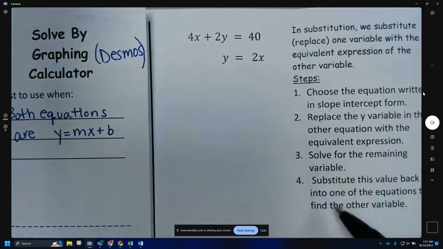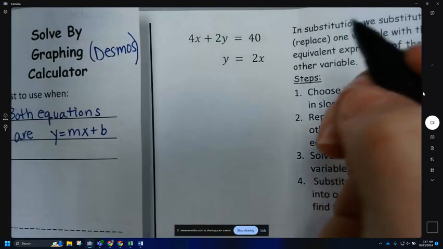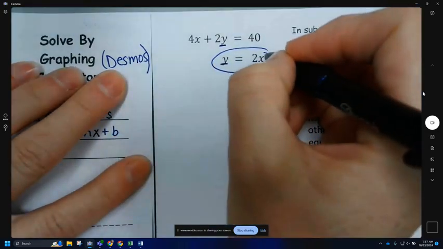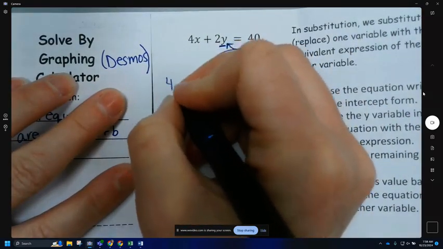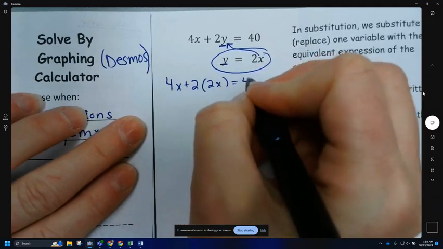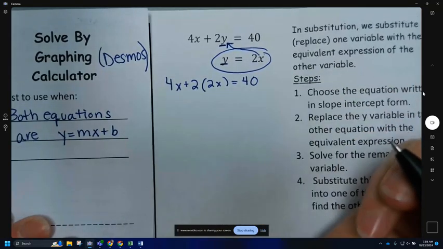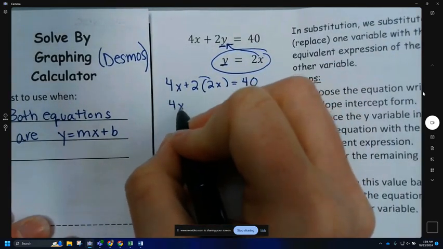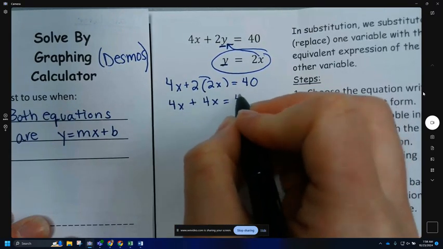So here are the steps that we have already learned. I'm going to go through those steps with you. Since it says y equals 2x, we're going to plug in this 2x for y, and solve. So it's going to be 4x plus 2 times 2x equals 40. Our goal is to get one variable in the equation. That way we can solve for that one variable. We're going to multiply those. This is still 4x. We're just bringing it down. 2 times 2 is 4. 4x equals 40.